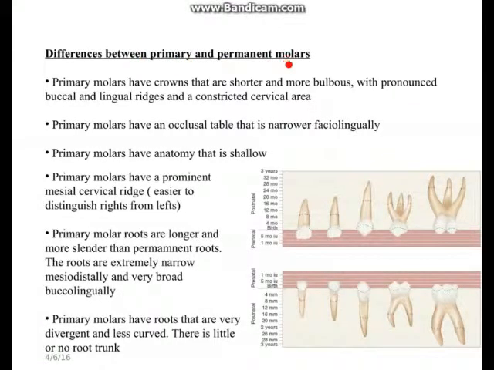Differences between primary and permanent molars. Yeah, let's discuss that. Primary molars have crowns that are shorter and more bulbous. Well, remember, they're tiny, tiny teeth, with pronounced buccal and lingual ridges and a constricted cervical area. Yep, very true. Primary molars have an occlusal table that is narrower facio-lingually. Yeah, that was the case in most molars that we just overviewed. Primary molars have anatomy that is shallow.